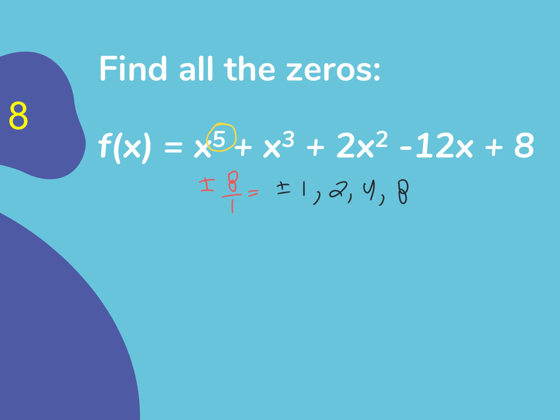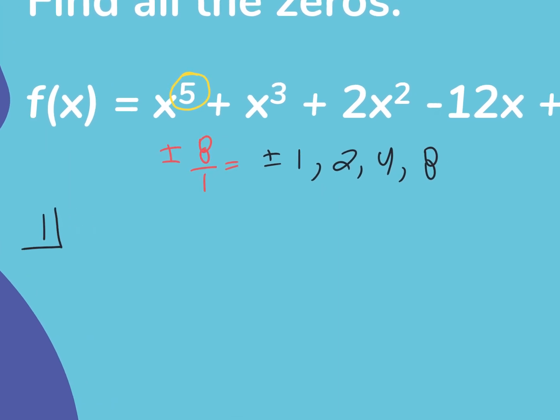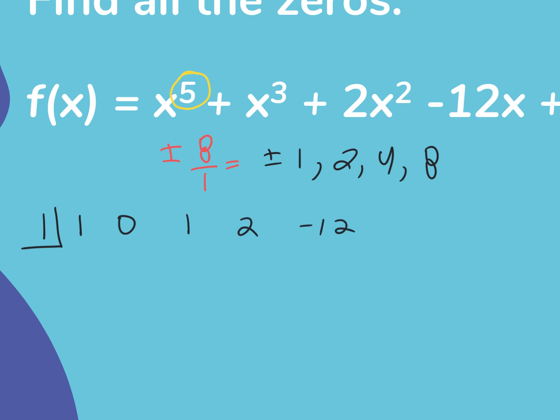All right, so let's talk about this. I always start with 1. If 1 doesn't work, I go to negative 1. If negative 1 doesn't work, I then go to 2, which is whatever. When I say doesn't work, it means when you synthetically divide and you don't get 0 as an answer. So here we go. What do I do? How do I synthetically divide here? 1, what? 0, good. 1, 2, negative 12, and 8. Okay, perfect.